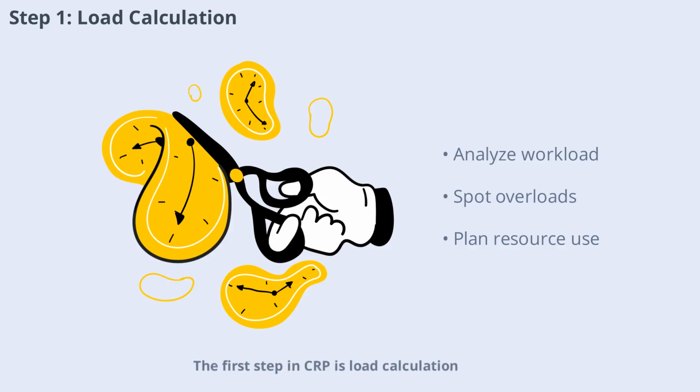The first step in CRP is load calculation. This involves determining the total workload required at each work center based on the production schedule. By analyzing the tasks, their duration, and the resources needed, companies can see how much demand will be placed on each machine or team. This step is critical for spotting potential overloads or underutilization early in the planning process. Next, we'll see how available capacity is assessed.